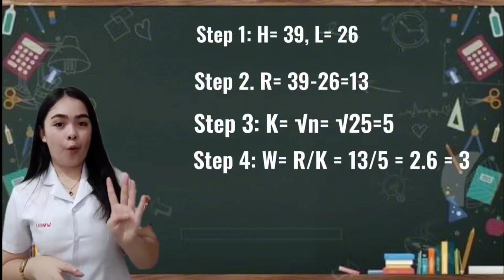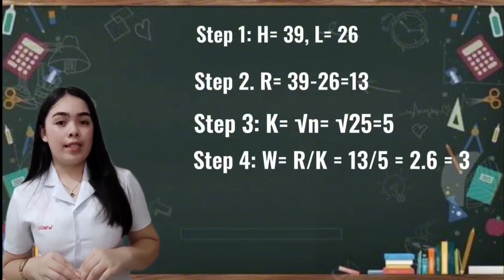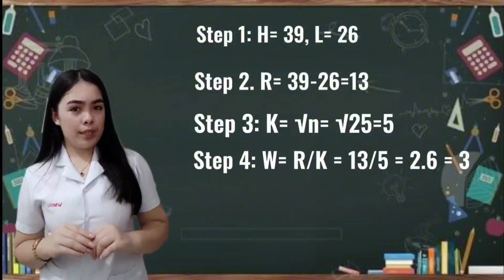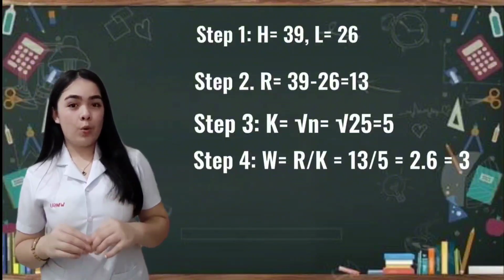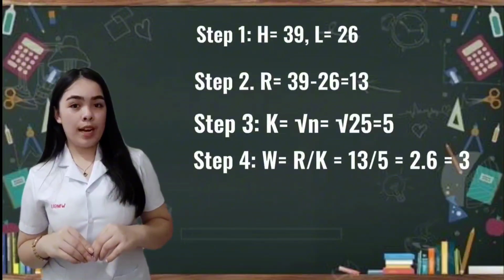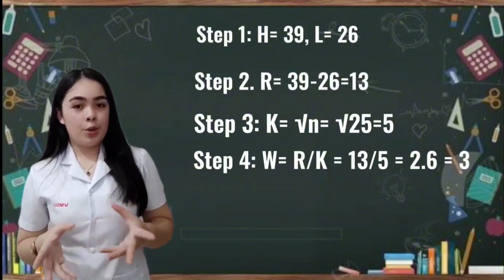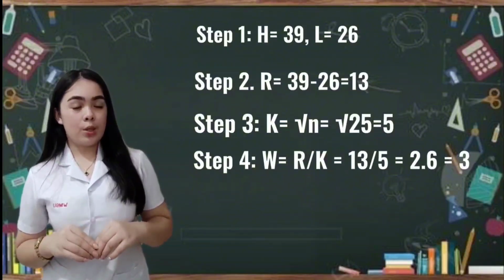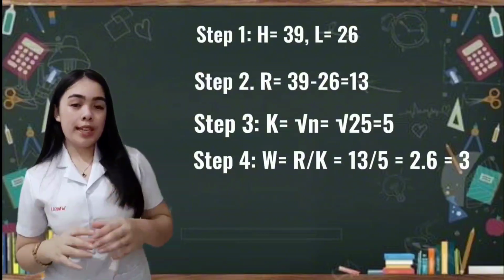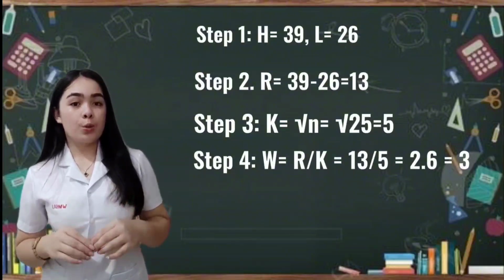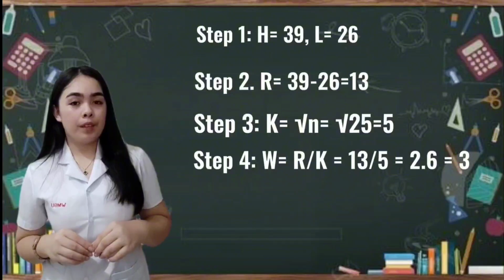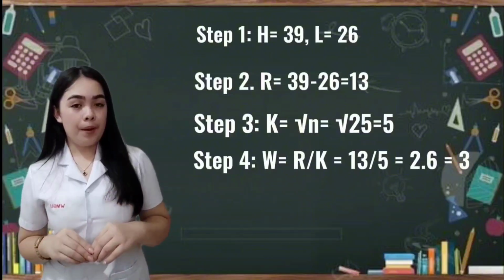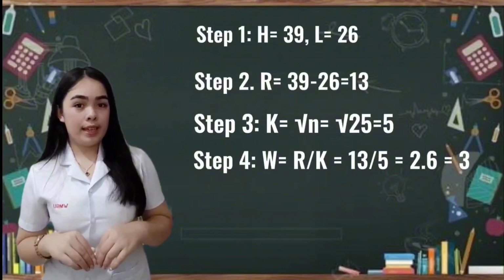So now in step 4, we need to find the width. So how to find the width? In finding the width, we just need to divide the range by the number of classes and round up. So we have a range which is 13, and our desired classes which is 5. So 13 divided by 5 is 2.6, and we need to round up. And 2.6 will become 3. So now we have a width of 3.